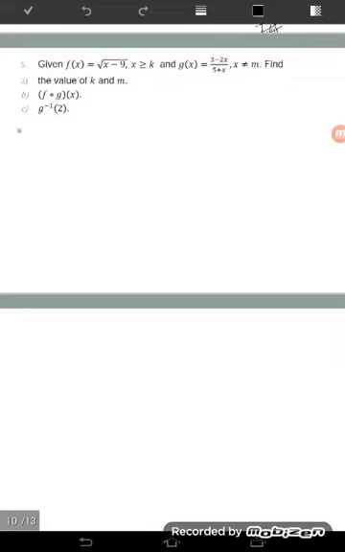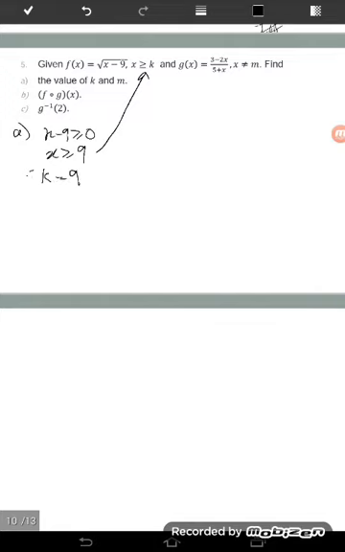Okay, so for A, to find the domain of a square root function, the condition is that the inside of the square root must be greater or equal to 0. So we have x greater or equal to 9. Same as this one? x greater or equal to, here 9 and here k. So therefore k is equal to 9.